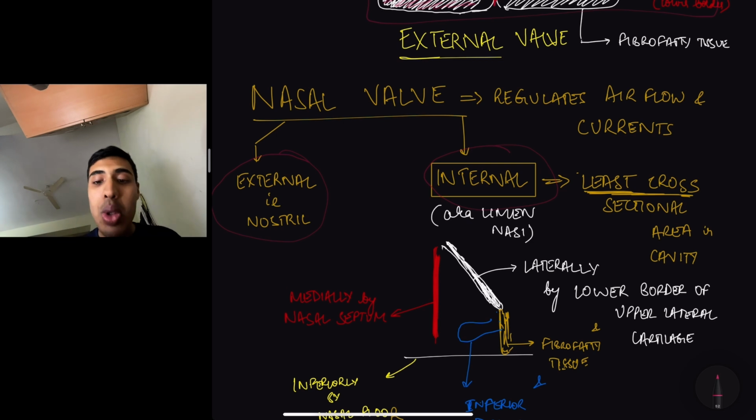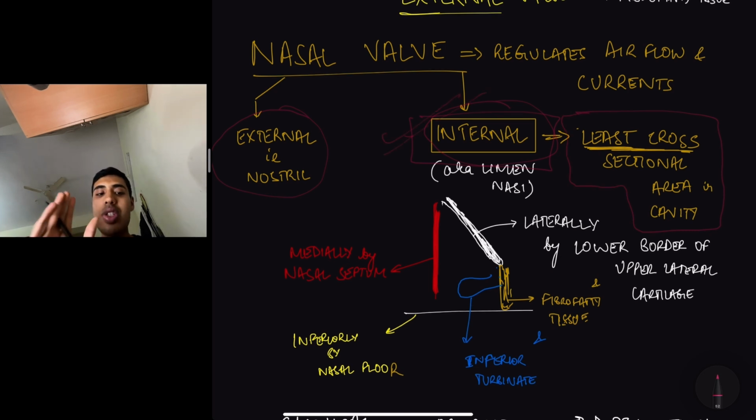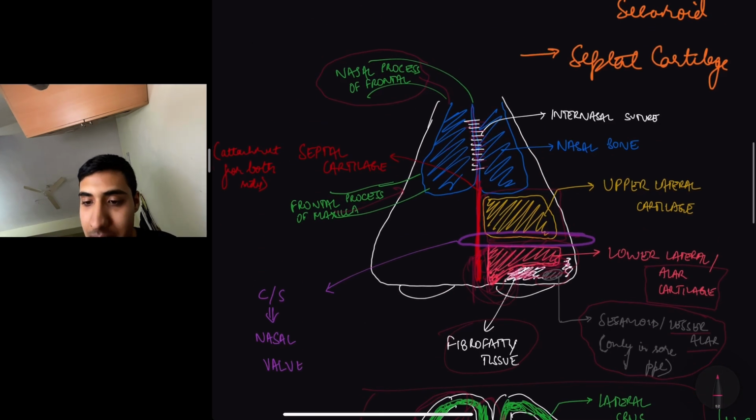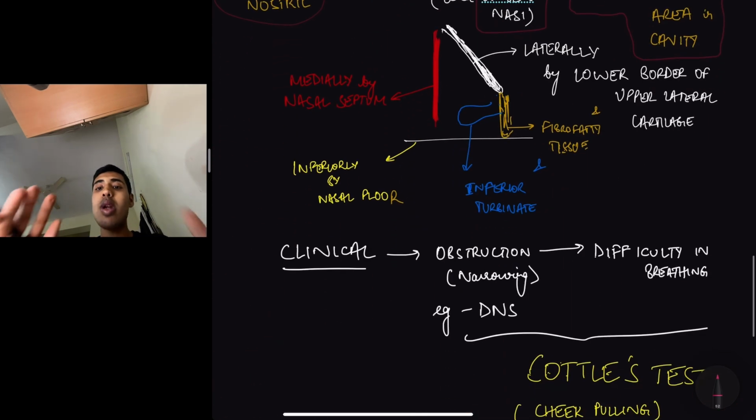But more important is the internal nasal valve, also known as the limen nasi. Now, what is this internal nasal valve? Very important. The least cross-sectional area in the nasal cavity is at the region of the internal nasal valve, also known as limen nasi. So you can see here, this part here in the nasal cavity, you have the least cross-sectional area. So let's look at the boundaries.